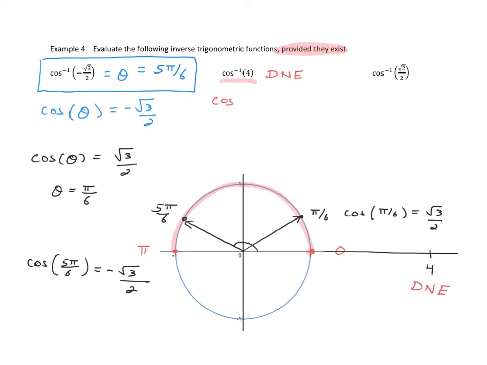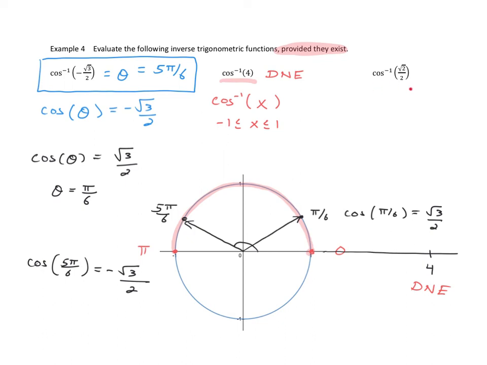So when you see cosine inverse, the only types of numbers that you can put in place of it are going to be between negative 1 and positive 1. And the same thing goes for sine inverse for that matter. So this doesn't exist because you can't put this number into this function.